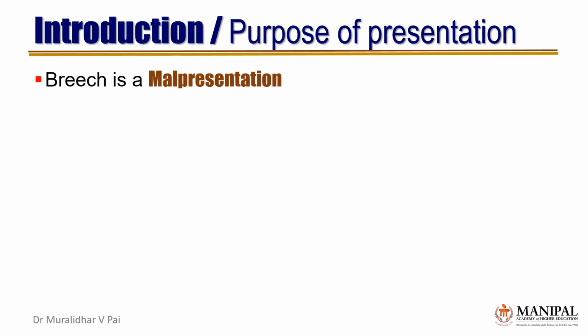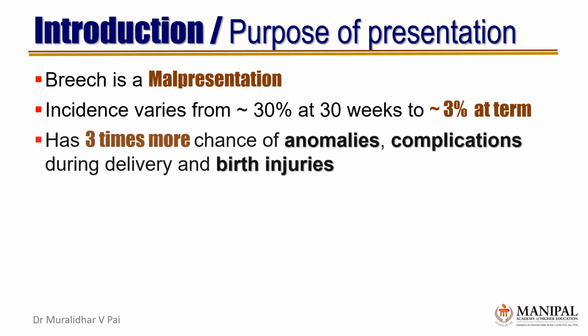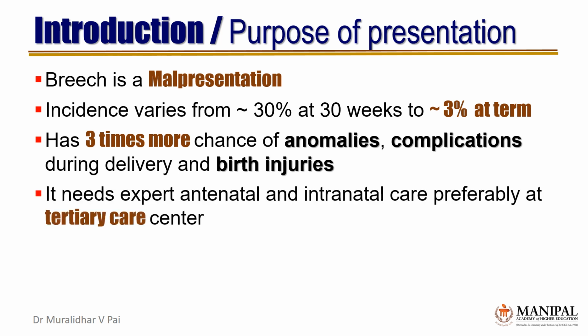Breech is a malpresentation, the incidence of which varies from 30% at 30 weeks to 3% at term. It acquires importance because the chances of anomalies, complications during delivery, and birth injuries are 3 times higher than in normal presentation. It needs expert antenatal and intranatal care, preferably at a tertiary care center.